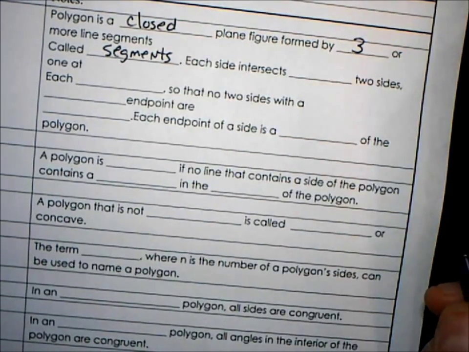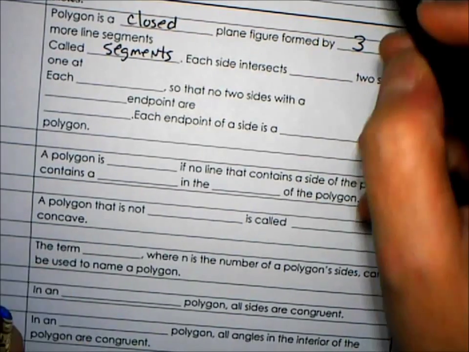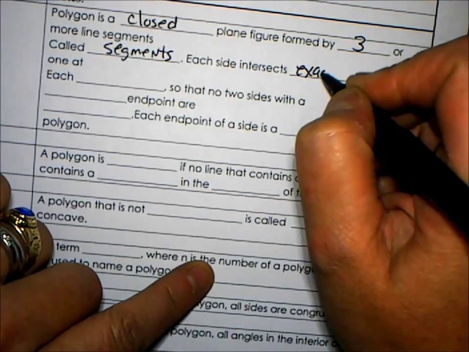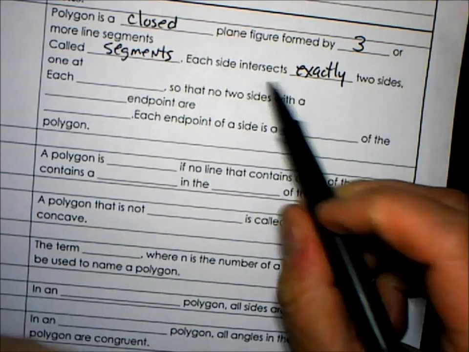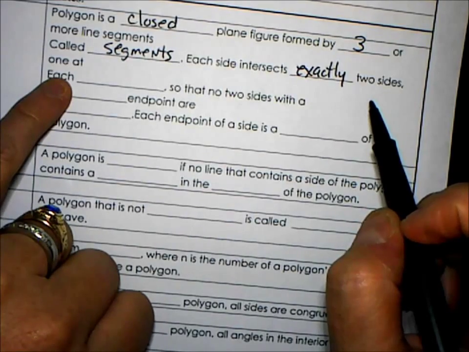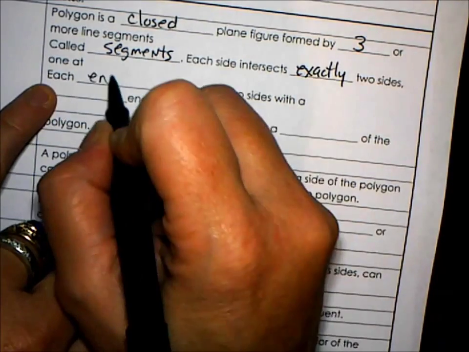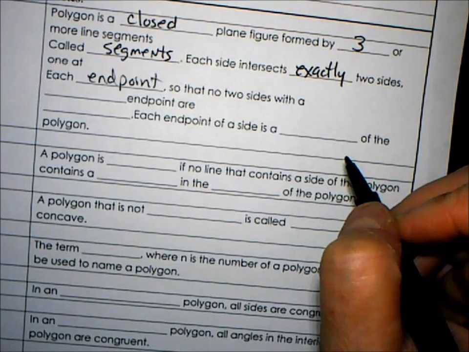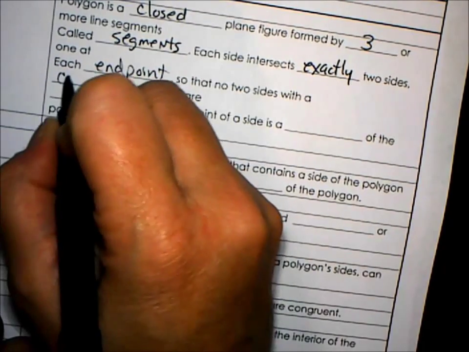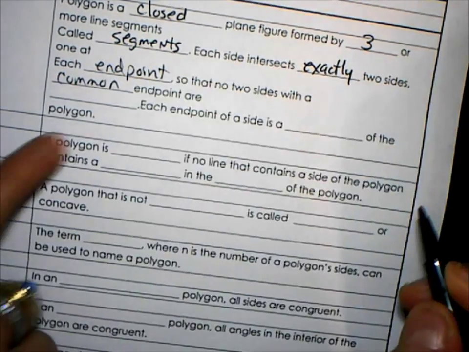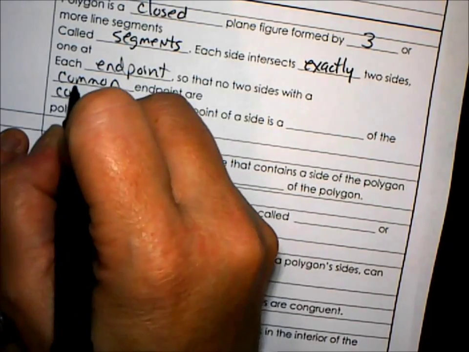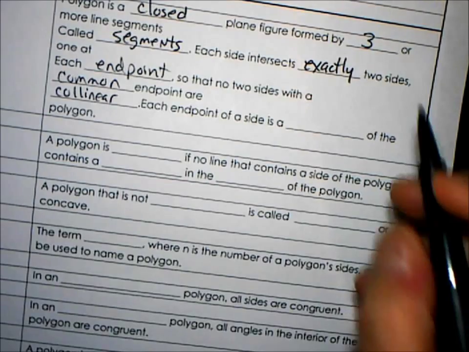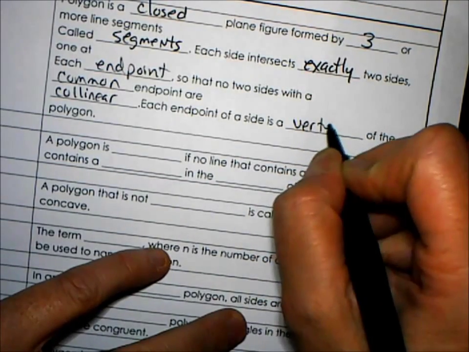And then each side intersects exactly two other sides, one at each end point, so that no two sides with a common endpoint are collinear. Remember, collinear means in the same line. Each endpoint of a side is a vertex of the polygon.